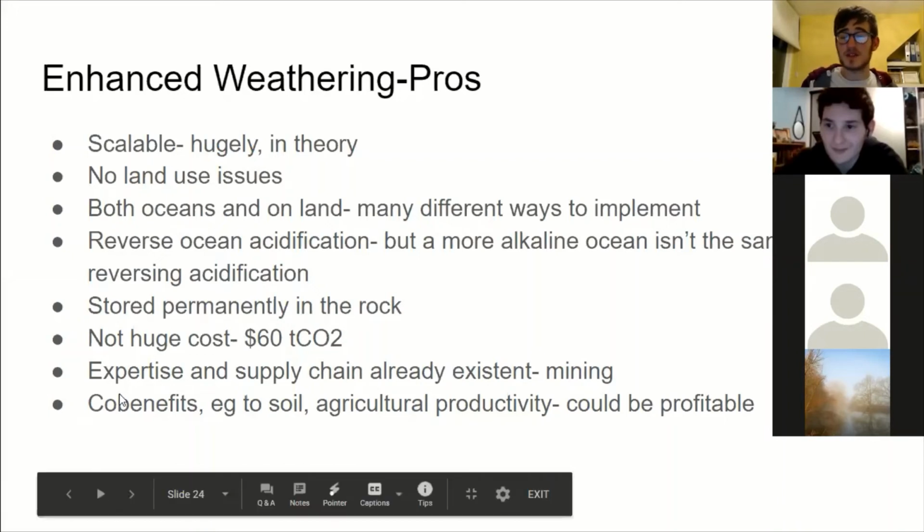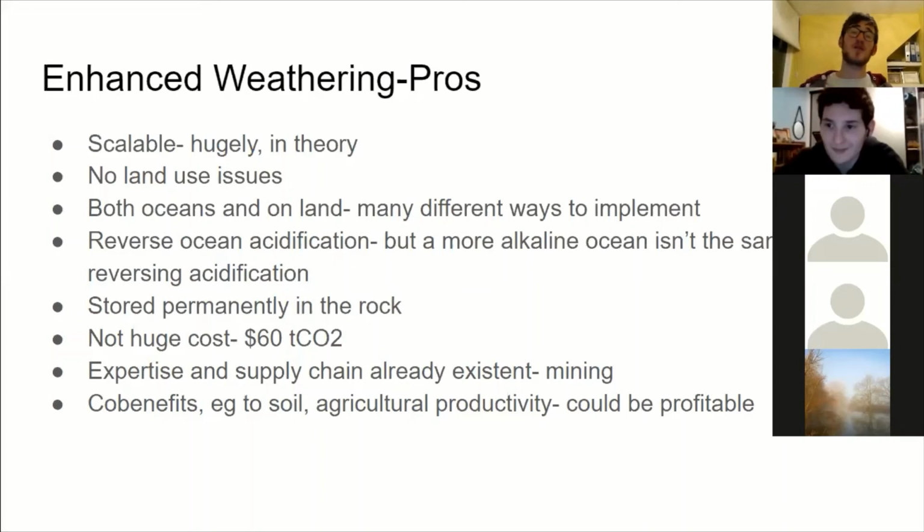The other thing is that the carbon dioxide is removed and stored permanently in this rock. It's pretty permanent storage, so it's not going to suffer from the problems like the trees did and things like that. It also doesn't have a huge cost. At the moment, it's $60 per ton of CO2. But actually, this might reduce. Again, just like I said with direct air capture, if we put money and time into this, we can actually reduce it. We also have the expertise already in geology and the supply chain already existing.